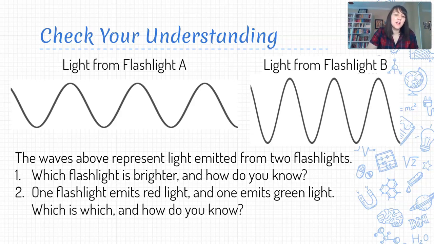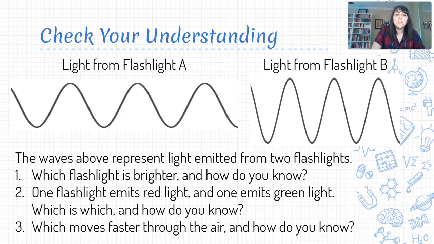Secondly, one of our flashlights is emitting red light and the other is emitting green light. Which is which? Flashlight A is producing our red light, flashlight B is the green light, and that's a function of the wavelength. So longer waves mean redder waves if we're in the visible spectrum, and then as we compress and make those waves shorter, they get yellow, then green, then blue. Since flashlight B has the shorter wavelength, it must be the green light.